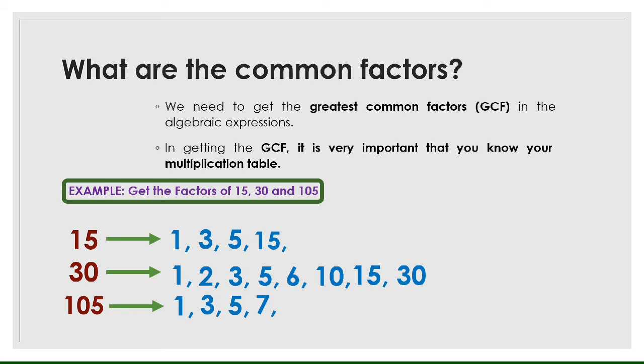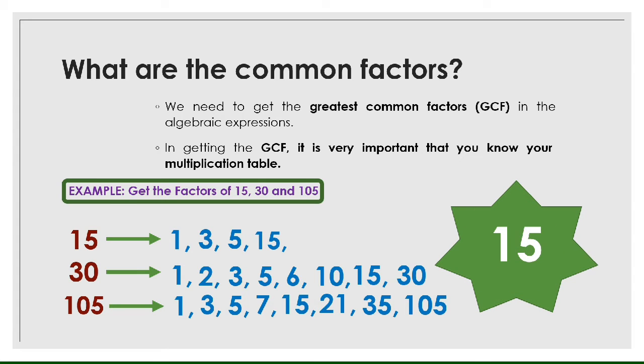We also have 7, because 105 divided by 7 is equal to 15. We also have 15 again, because 105 divided by 15 is equal to 7. And we also have 21, because 105 divided by 21 is equal to 5. And we also have 35 as a divisor for 105, because 105 divided by 35 is equal to 3. And lastly, we also have 105 as a factor of 105, because 105 divided by 105 is equal to 1. So what do you think is the greatest common factor for these three numbers?